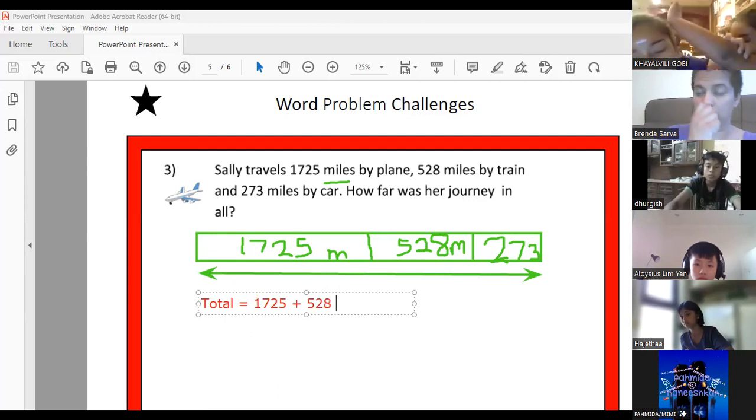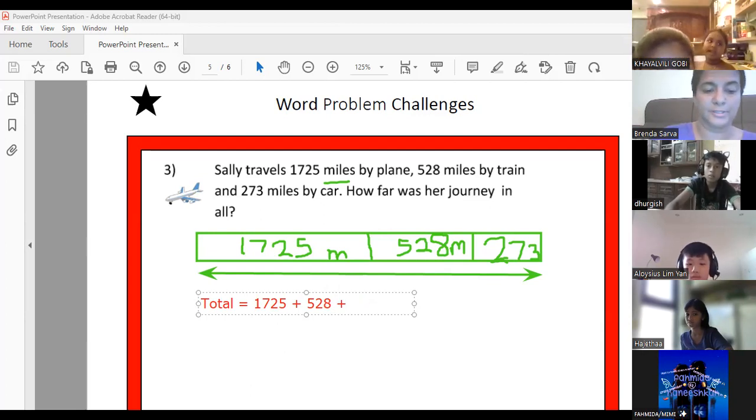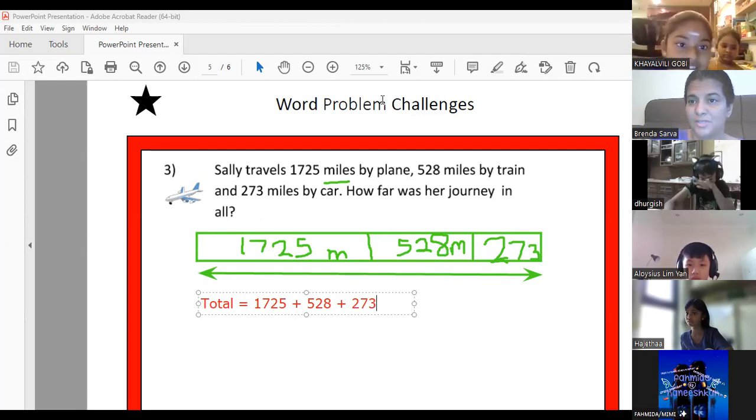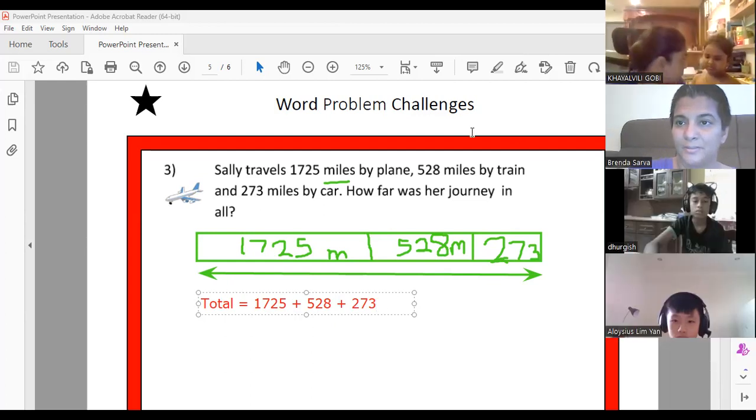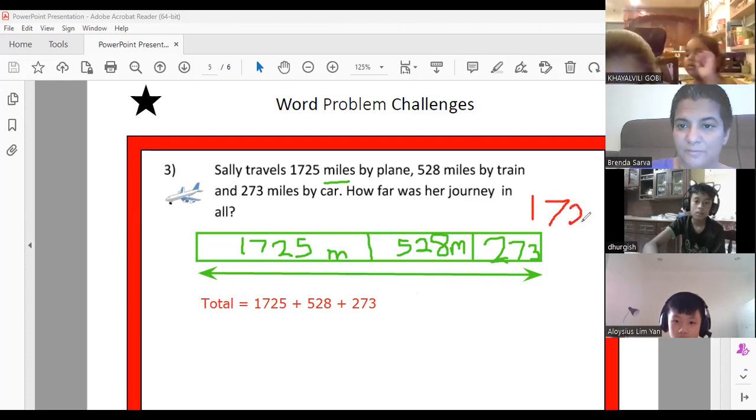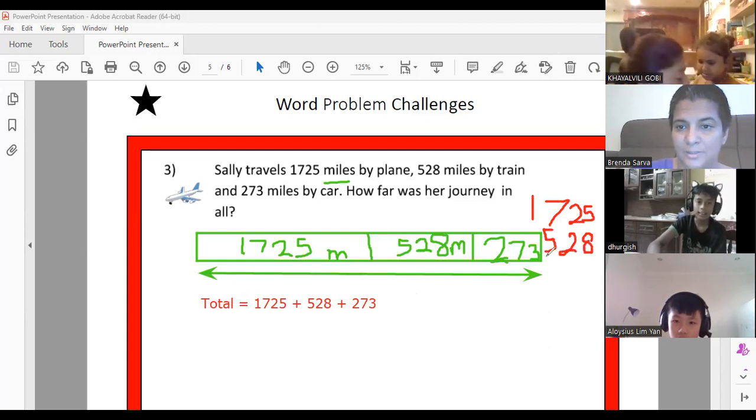The answer we have to plus with 273 miles. So you get the answer. Can I straight away do this like this without getting the answer first? No. Can I straight away write it? Cannot. Durgesh, can I straight away write it and do it? You mean to say I cannot write 1,725 plus 528 plus 273? Can't I do this, Kyle?